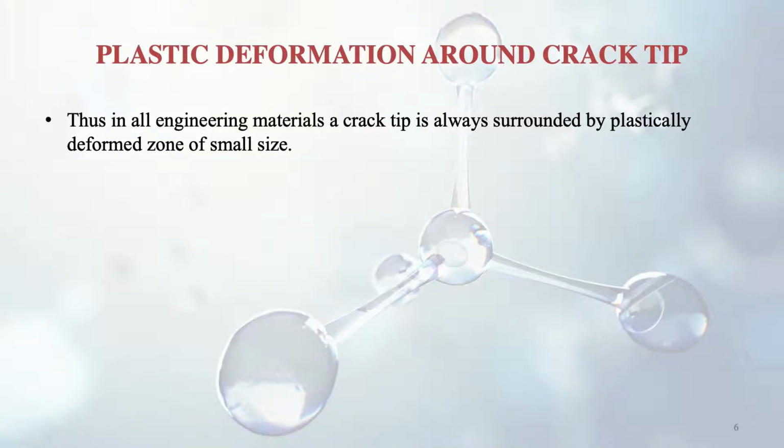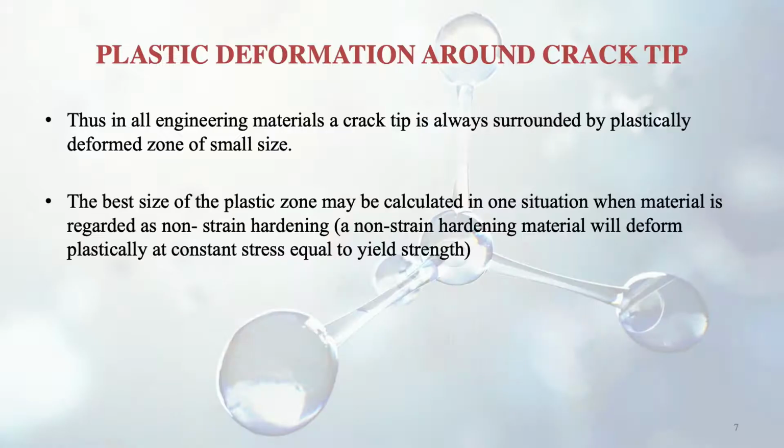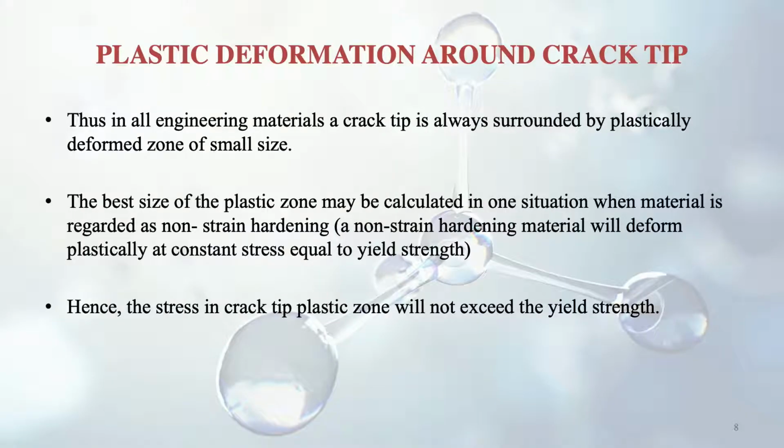Thus in all engineering materials, a crack tip is always surrounded by a plastically deformed zone of small size. So there is a very small zone of plasticity around the crack tip. The size of the plastic zone can be calculated in one situation, when the material is regarded as non-strain hardening. Because if it is strain hardened, then its yield strength will increase, and then there will be no plasticity, instead brittleness will come in. So the non-strain hardening condition should be there. Hence the stress in the crack tip plastic zone will not exceed the yield strength.